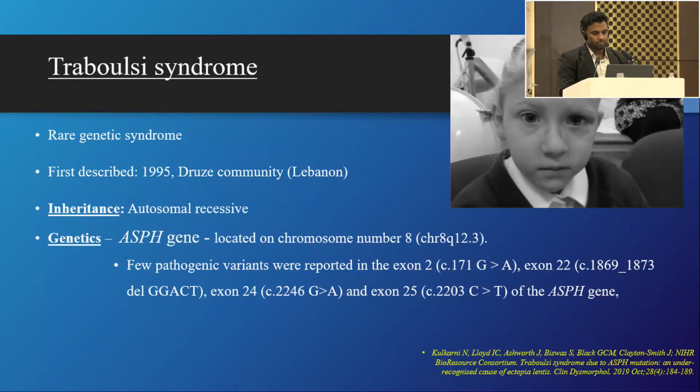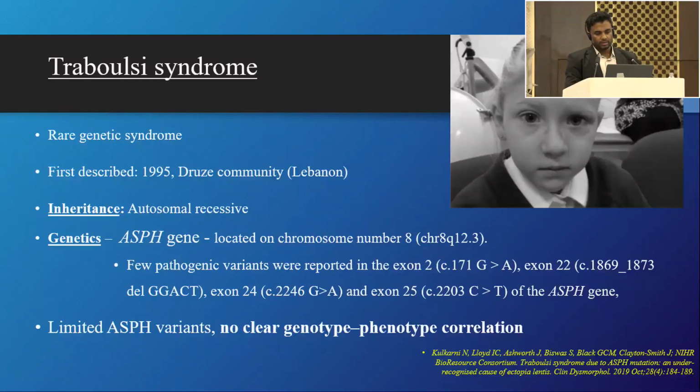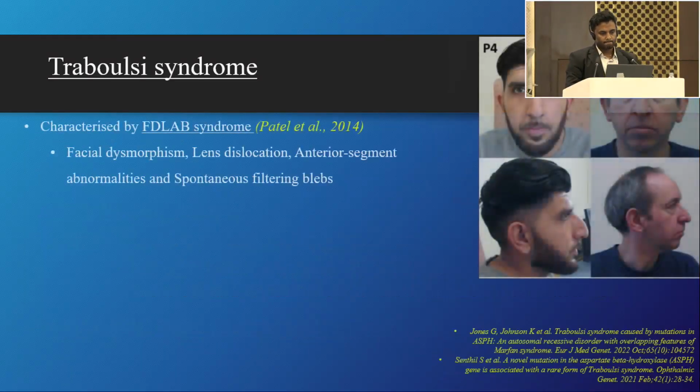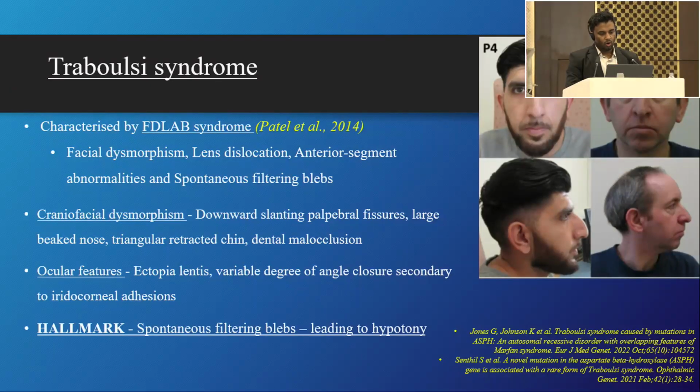So Travolsi syndrome is basically a mutation in the ASPS gene with multiple non-pathogenic variants. Because of the limited ASPS variants, there is no clear genotype-phenotype correlation. It is also called FT lab syndrome, which stands for facial dysmorphism, lens dislocation, anterior segment abnormalities, and spontaneous filtering bleb. The hallmark of the disease is spontaneous filtering bleb, which can lead to hypotony and even phthisis in some of the conditions.